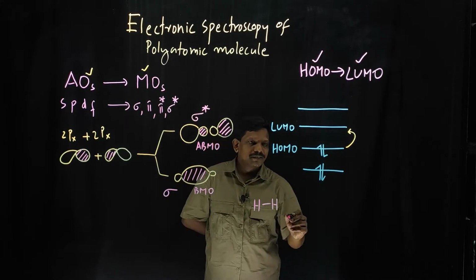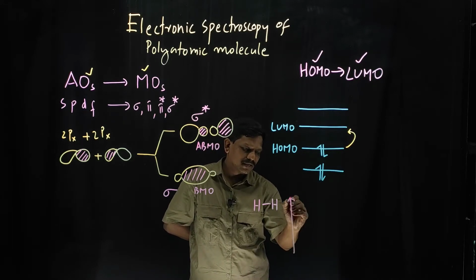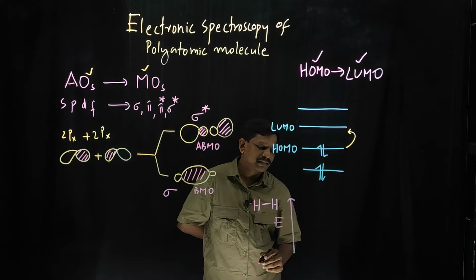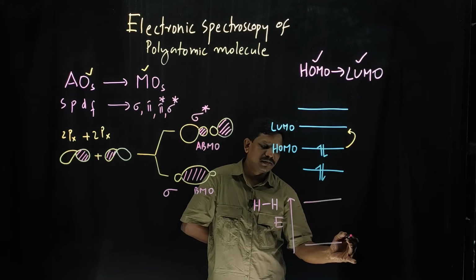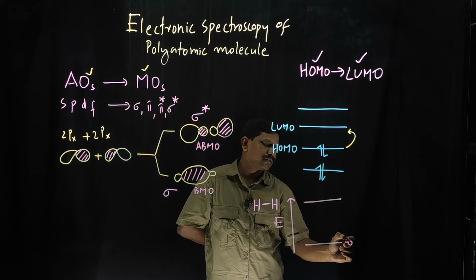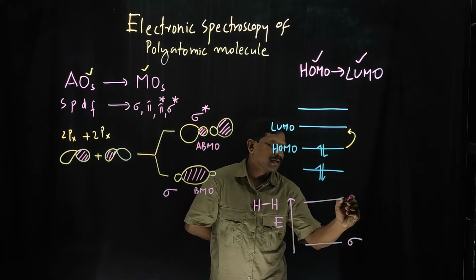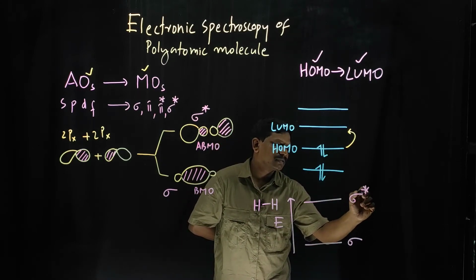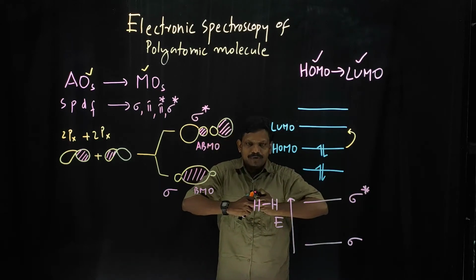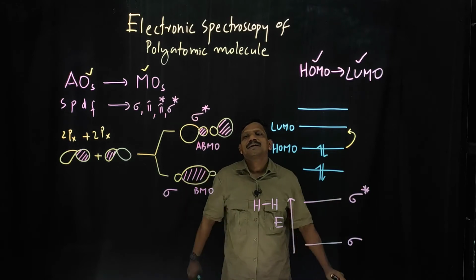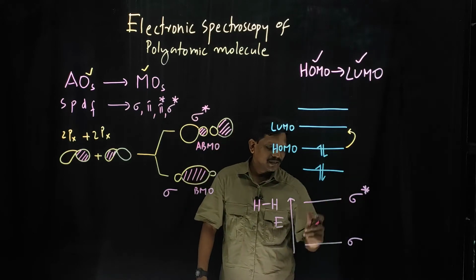In the case of the hydrogen molecule, how can you draw the HOMO and LUMO? Suppose this is the energy gap, and suppose these are the HOMO and LUMO levels. What is the HOMO level here? In the case of hydrogen, you can represent it as sigma, the bonding molecular orbital, and here the sigma star. In hydrogen, two atomic orbitals combine to form two molecular orbitals, sigma and sigma star.